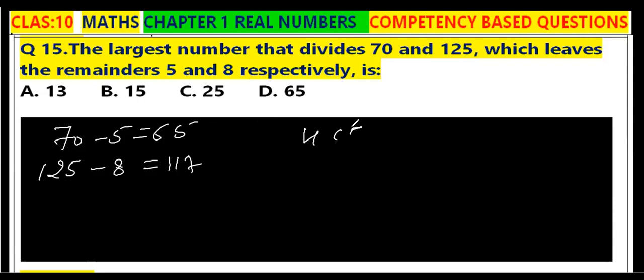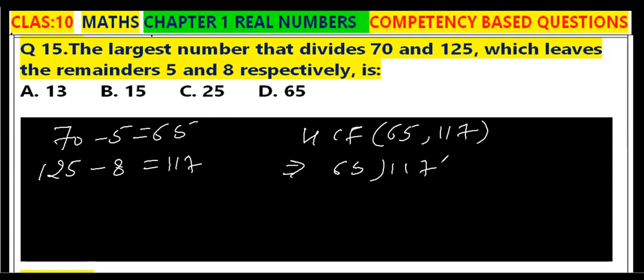And now what we have to find out? We have to find out the HCF of 65 and 117. देखिए लॉन्ग डिवीजन मेथड से भी आप कर सकते हो, and you can write the answer directly. That is 13. 13 5s are 65, 13 9s are 117. So what is the HCF here? 13. So 13 is the answer of this question.